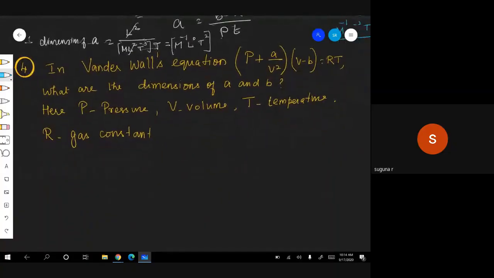Okay. In the van der Waals equation, P plus A by V squared into V minus B is equal to RT. What are the dimensions of A and B? Where P is the pressure, V is the volume, T is the temperature, R is the gas constant. So you are asked to find the dimensions of A and B. Very simple. First one, what is the dimension of V minus B?